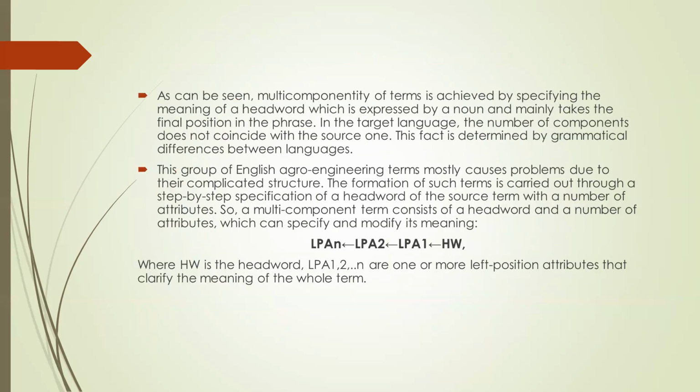As can be seen, multi-componentity of terms is achieved by specifying the meaning of the head word, which is expressed by a noun, and mainly takes the final position in the phrase. In the target language, the number of components doesn't coincide with the source one. This fact is determined by grammatical differences between languages. This group of English agro-engineering terms mostly causes problems due to their complicated structure.